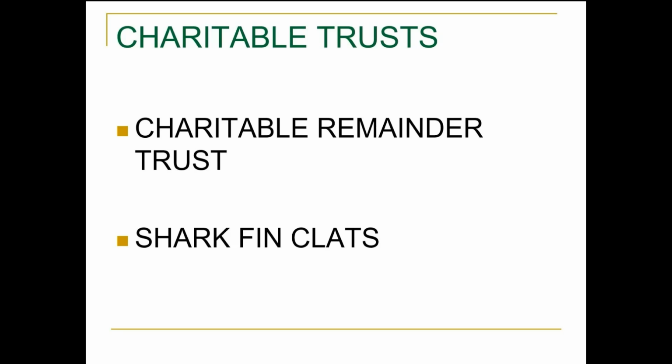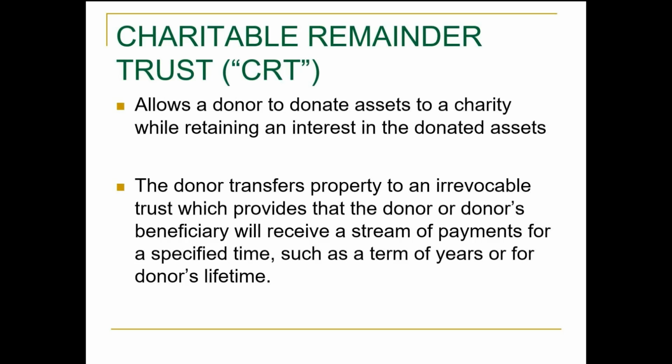There are two types of charitable trusts we're going to review today. One is a charitable remainder trust, and then we're also going to discuss what are called CLATs, a charitable lead trust. Particularly, we're going to discuss the shark fin CLATs, which has been a planned giving tool that has gotten some notoriety of late.